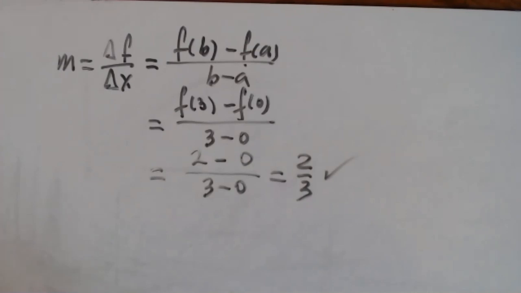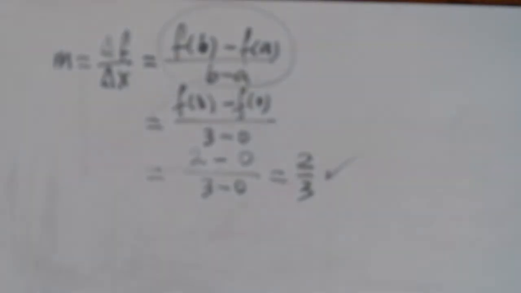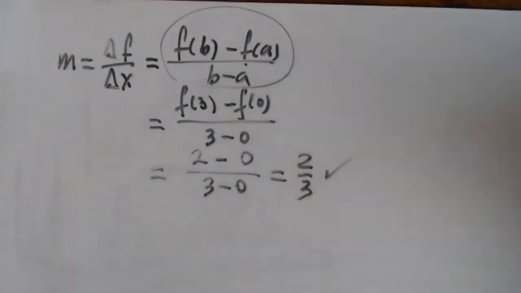The only thing you have to do is remember what the average rate of change is: the slope between the points. Okay, this one right here. So, not a big deal here.